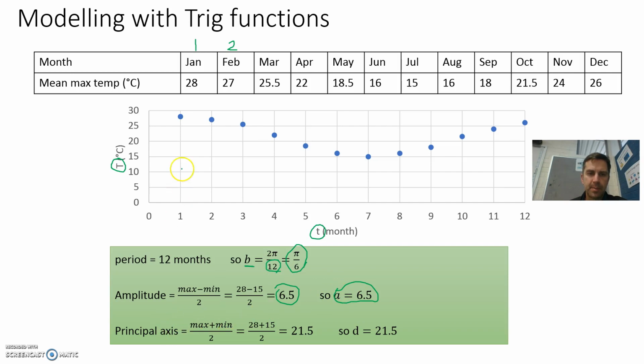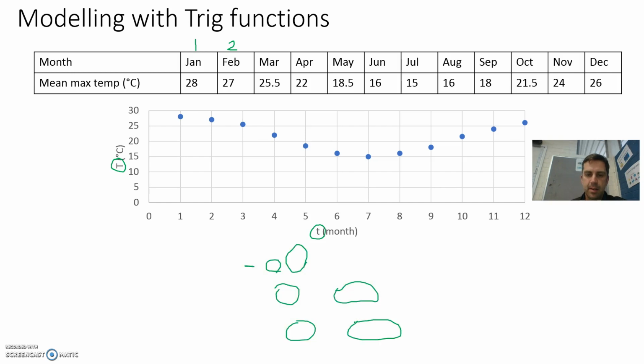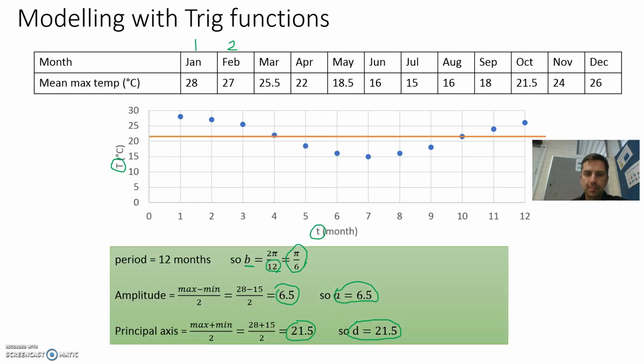We can also get the principal axis. So that's like the line that goes down the middle of all of our data. In this case, that's like the average or the halfway point between the highest and the lowest values. So max plus min divided by 2, which gives us 21.5. So that means that our D value is 21.5. And if we graph that on, you can see that's roughly where our principal axis is.